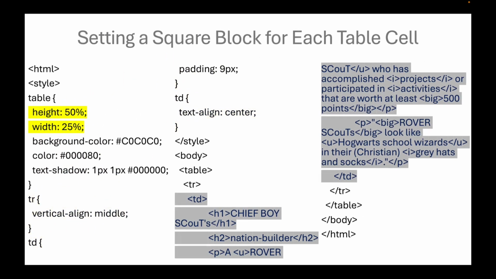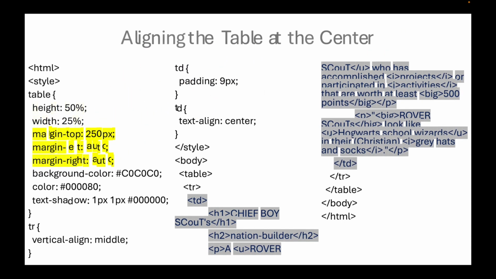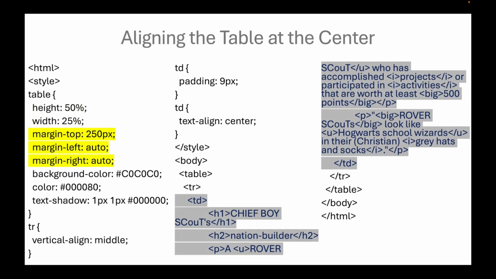We will set a square block for each table cell. In fact, there's only one table cell in this example. The height and width should be 50 and 25% respectively. Then we should not forget to align the table at the center, so that this content will be emphasized in the web page. We will assign the top margin to 250 pixels.